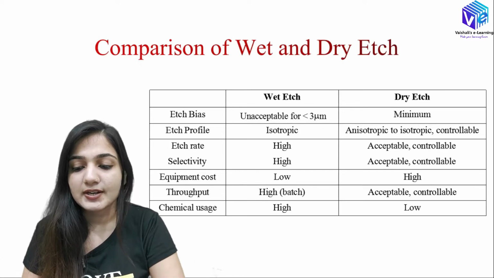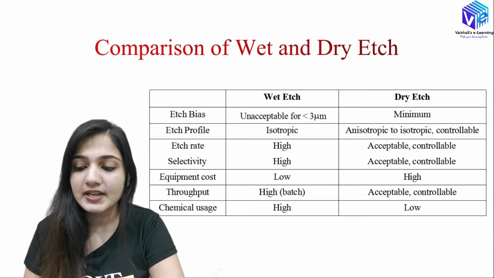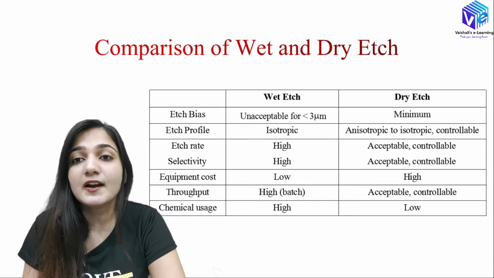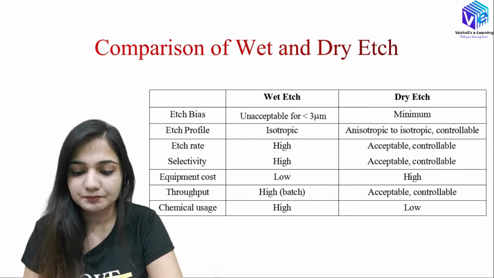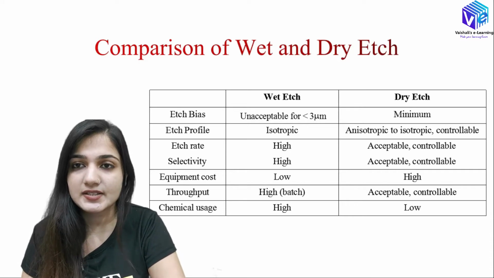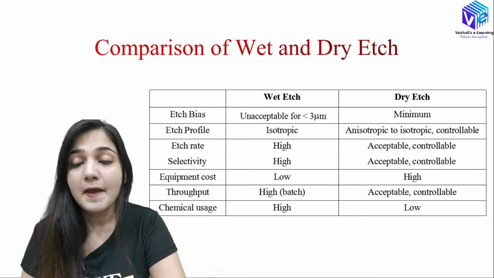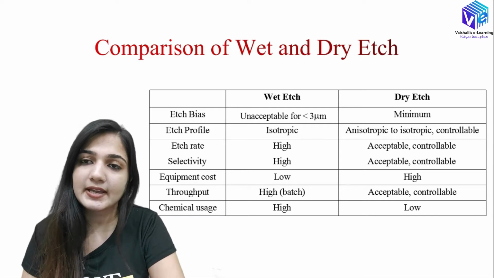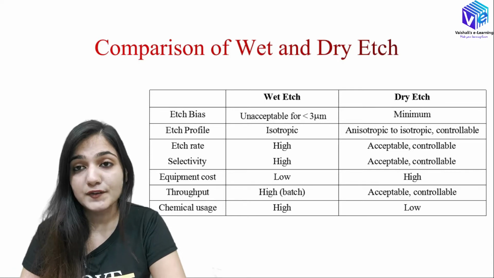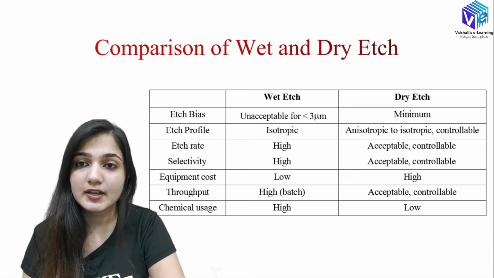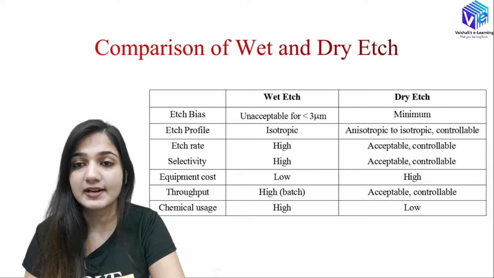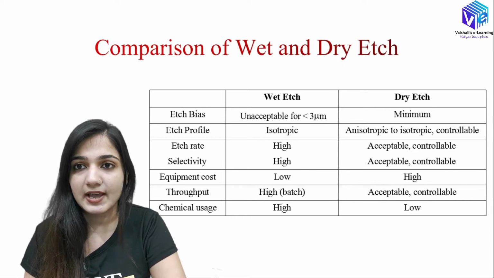Now coming to the etch rate. Etch rate is higher in the wet etching, but in the dry etching the etch rate is lower, but it is acceptable. I can control my etch rate in the dry etching. Coming to the selectivity, I have already told you the selectivity is high in the case of wet etching, but it is also acceptable, and I can even control the selectivity in the dry etching. The equipment cost is very low in the case of wet etching, but the equipment cost is a very crucial factor if I talk about the dry etching.